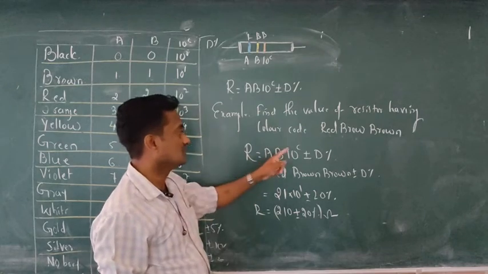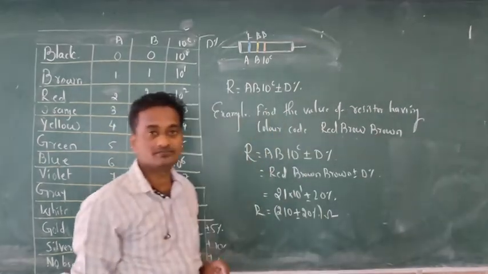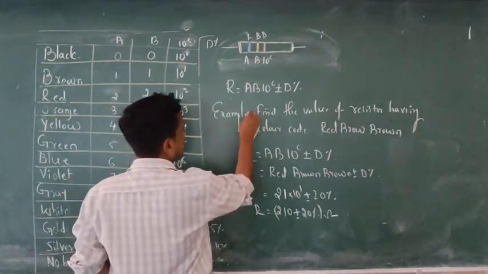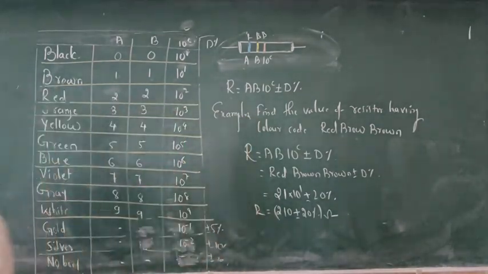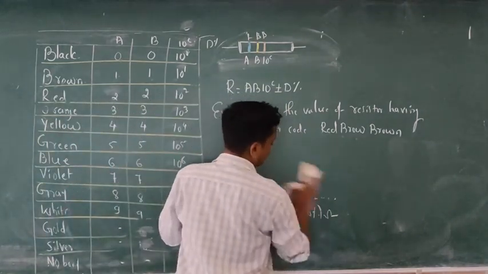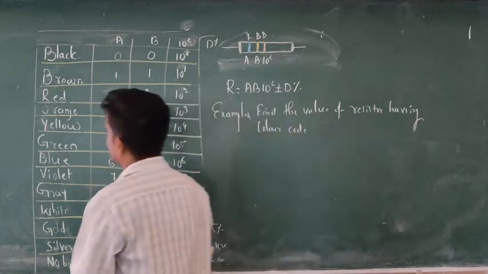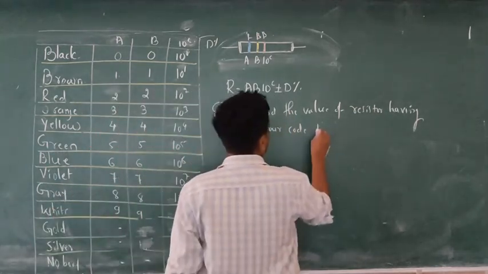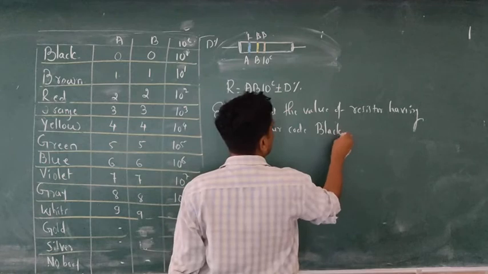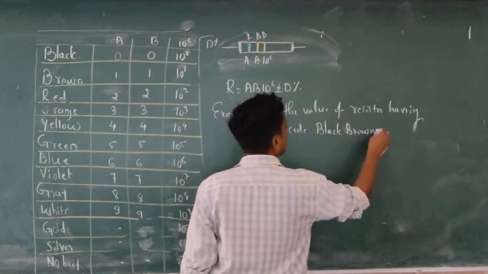The value of the color code red, brown, brown is this. Then another example, example 2. Find the value of the resistor having colors black, brown, and blue.